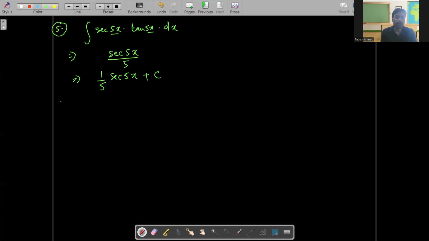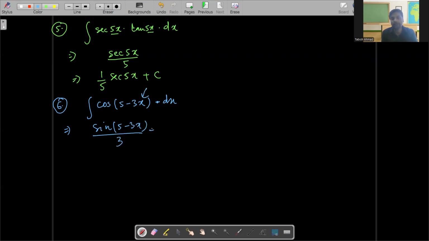I will go to question number 6 here. Find the integration of cos of 5 minus 3x dx. Simple, again the same thing. Cos something, its integration is sine something. That is sine of 5 minus 3x. But the variable is getting multiplied by negative 3, so divide by it. This is the integration. Plus c.